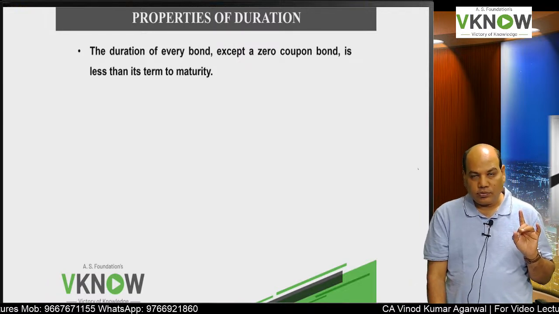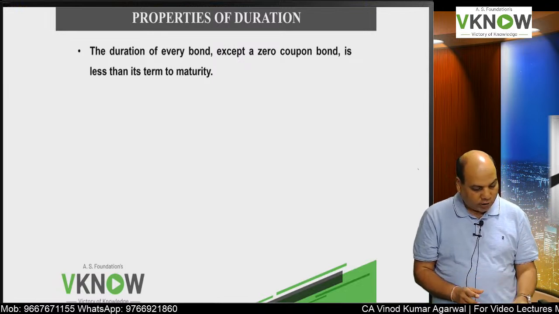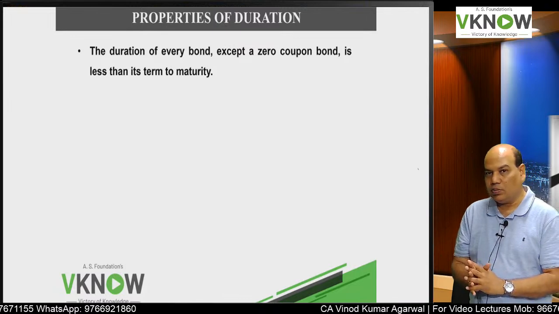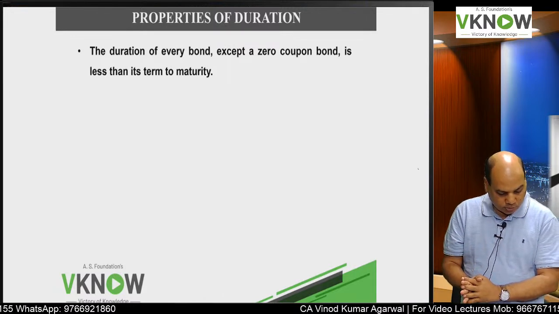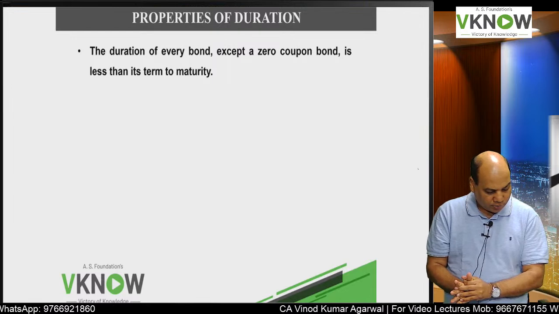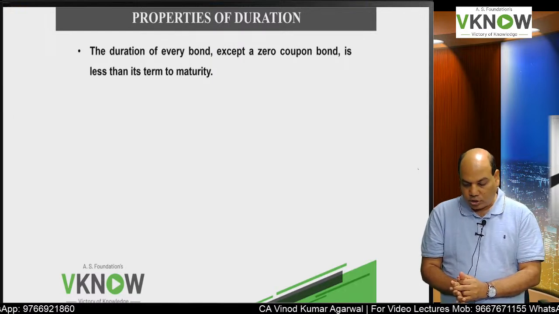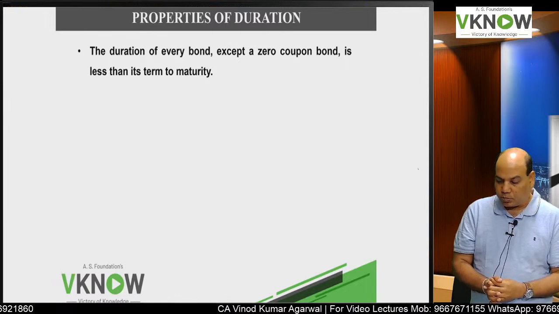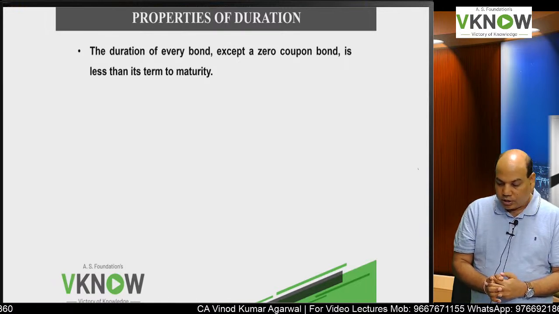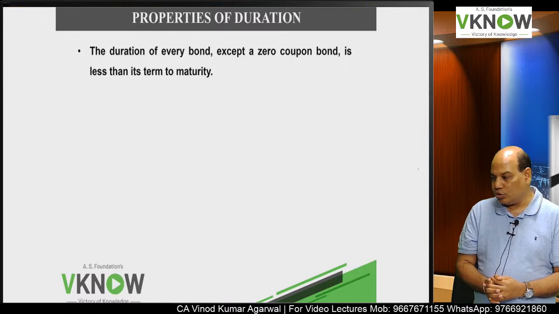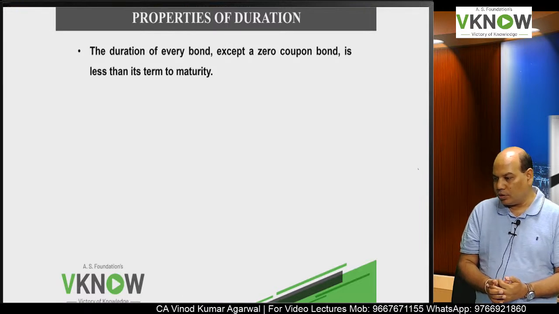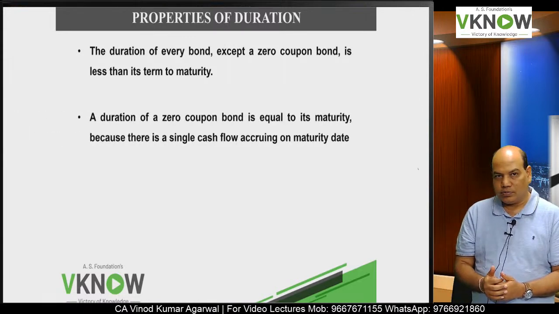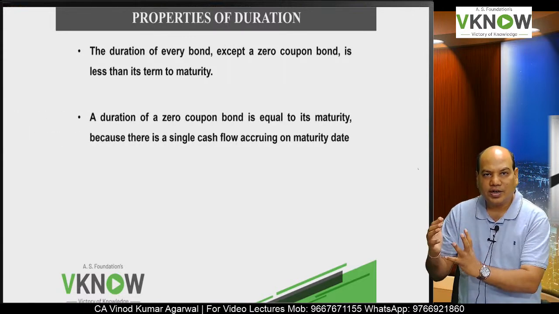Now next thing is duration of every bond except a zero coupon bond, which is our next property, question 43. Duration of every bond except a zero coupon bond is less than its term to maturity. Do you agree? Duration of every bond except a zero coupon bond is less than its term to maturity, because all other bonds generate cash flow.